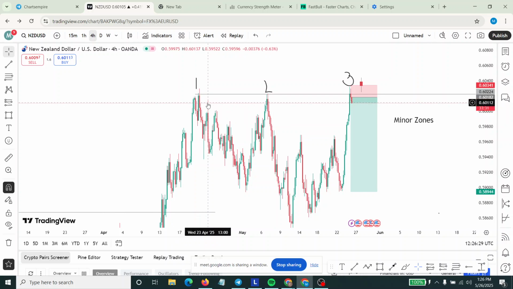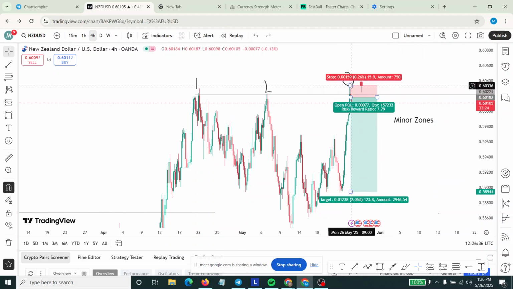Because if you see what happened here, we had a first touch, we had a second touch, and we always want to make an entry or consider a trade at the third touch only.